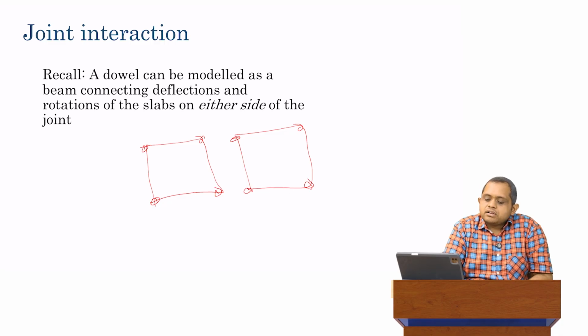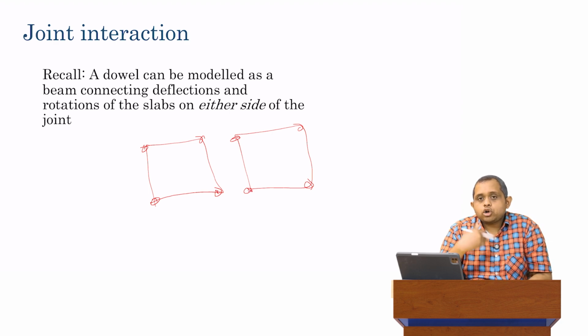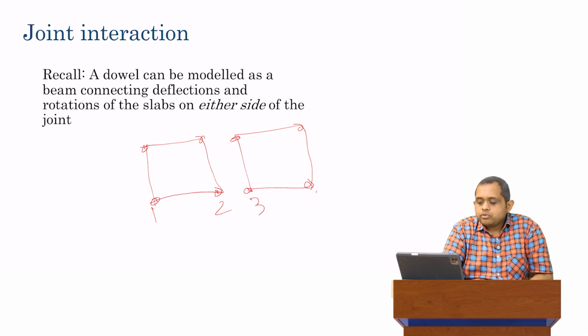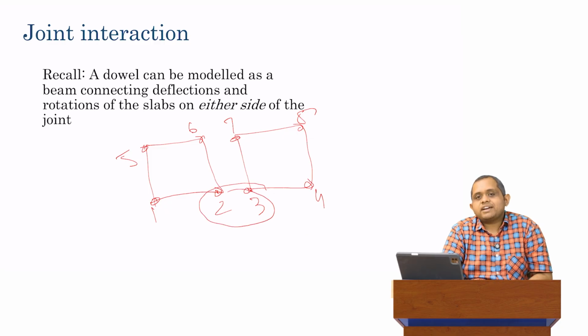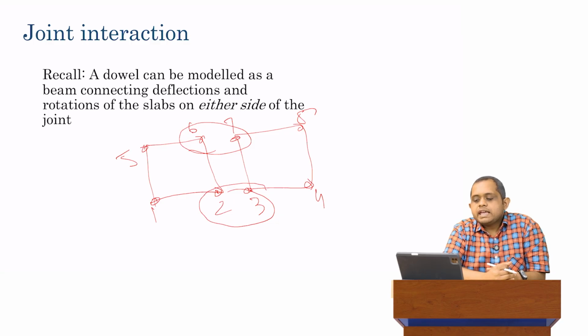Now, if you want to model the joint, it is basically an interaction between nodes which are across from each other across the joint. So for example, if I number these 1, 2, 3, 4, 5, 6, 7, 8, nodes 2 and 3 have some kind of interaction between them, and nodes 6 and 7 have some interaction across the joint. If we can model that interaction, then we have modeled the effect of the joint.